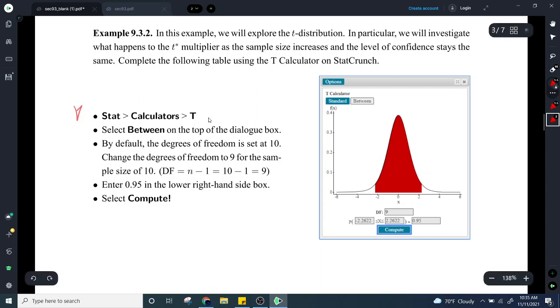Now, I want you to pay very close attention in class. You're going to ask me how to do this. I'm going to tell you to look at your notes. This is the part of the notes I want you to pay attention to as far as the directions for StatCrunch. These are what you're going to follow in StatCrunch.